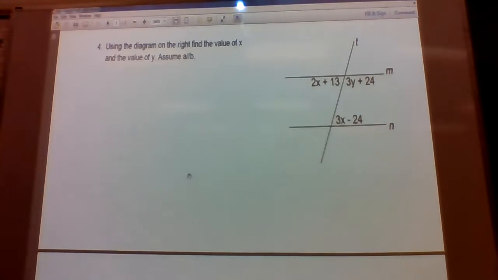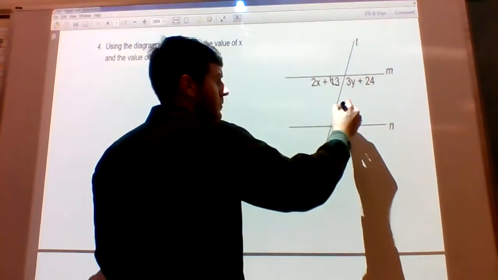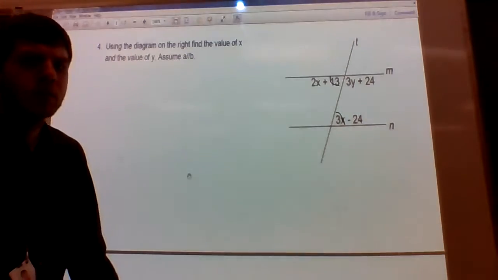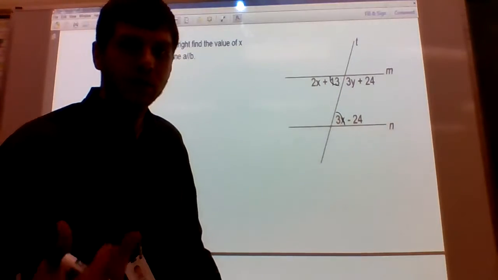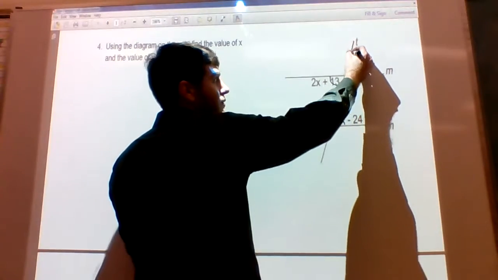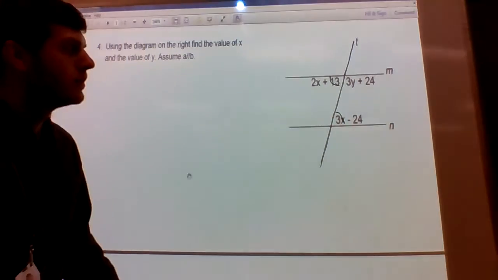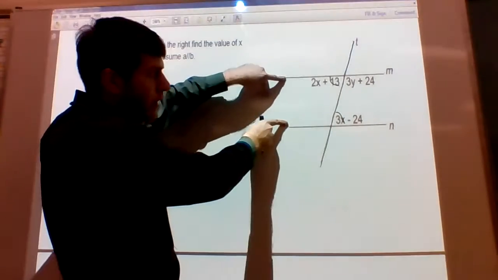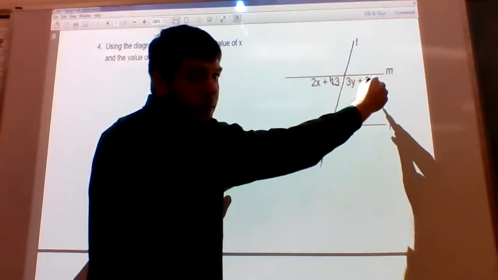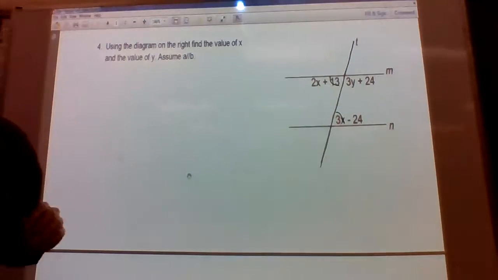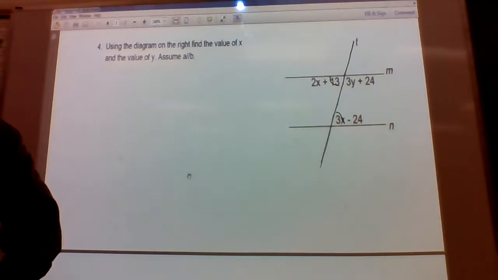All right. I would look at just the ones with the x variables first. So let's look at these two angles. Are these two angles on the same side of the transversal or alternate sides? Well, they're on different sides of the transversal. They're on alternate sides. Are they both in between the parallel lines M and N? Yes, they're in the middle. So they are alternate interior angles.